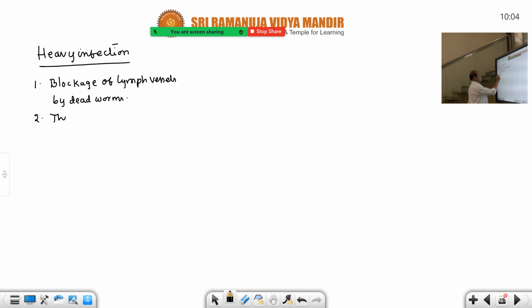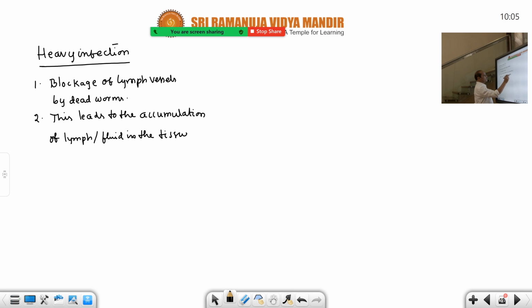So this leads to the accumulation of, this is the most important point, this leads to the accumulation of water or lymph in the tissues. Lymph is nothing but watery fluid. Already we have discussed the lymph in the formed elements, fluid connective tissue, blood and lymph. This leads to the accumulation of lymph or fluids in the tissues, which causes the swelling of body parts.